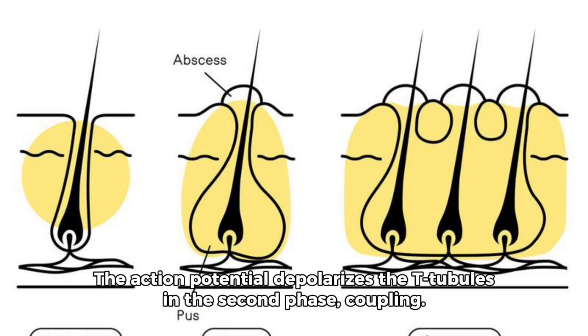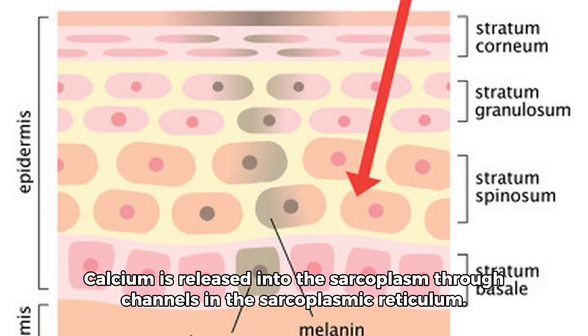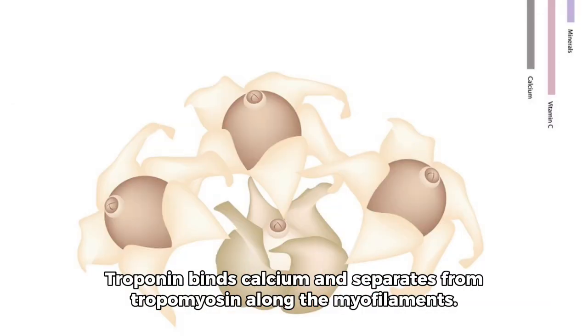The action potential depolarizes the T-tubules in the second phase, coupling. Calcium is released into the sarcoplasm through channels in the sarcoplasmic reticulum. Troponin binds calcium and separates from tropomyosin along the myofilaments.